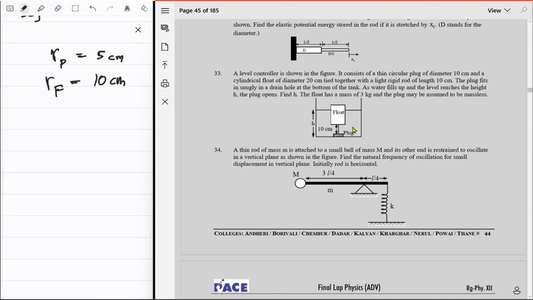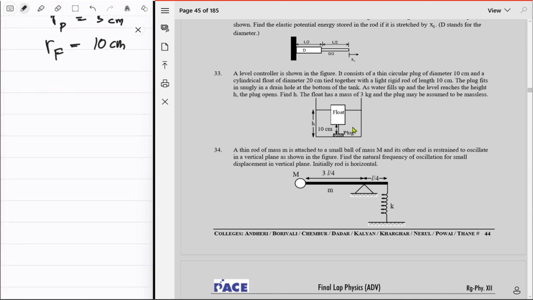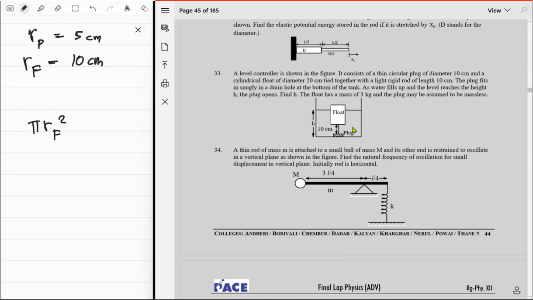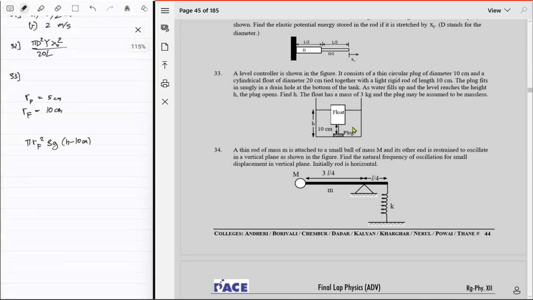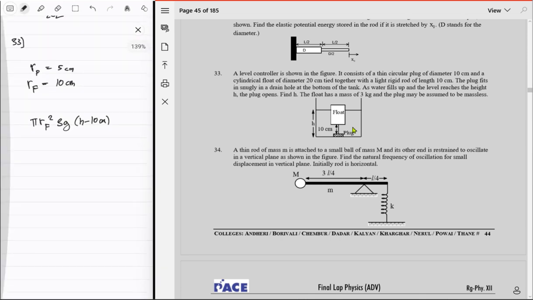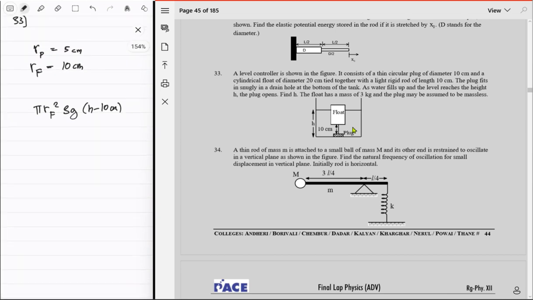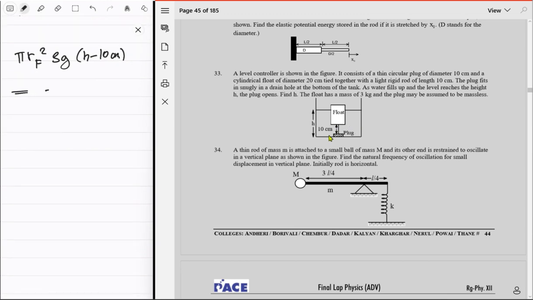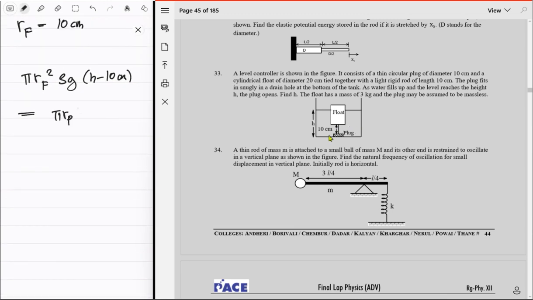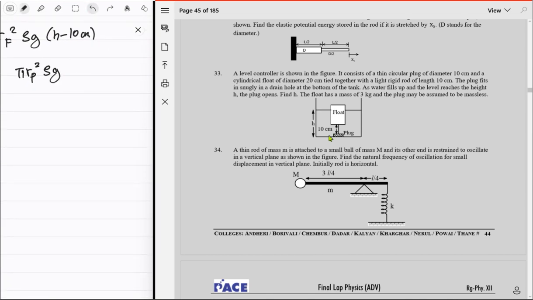सो इस पे प्रेशर फोर्सेस कितने आने वाले, फ्लोट पे इज जस्ट पाई आर फ्लोट का स्क्वायर दैट टाइम्स रो जी, रो वाटर ऑफ कोर्स, and then h minus 10 centimeter. Okay, that's in the upward direction. फिर दिस इज इक्वल टू जो भी डाउनवर्ड फोर्सेस हो गए, तो इसमें डाउनवर्ड फोर्स लग रहा है विच इज जस्ट पाई आर प्लग का स्क्वायर एंड देन रो जी एंड देन यू जस्ट हैव एच, राइट? दिस रो जी एच.